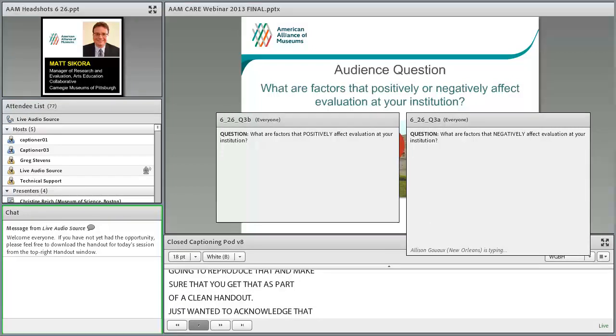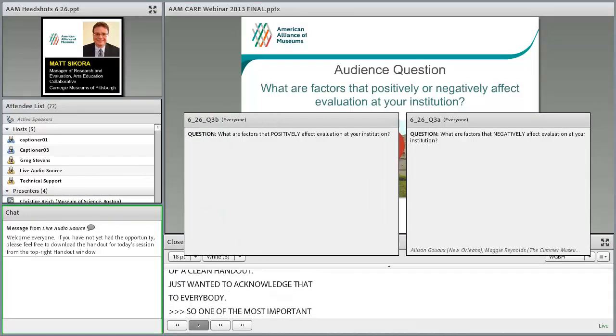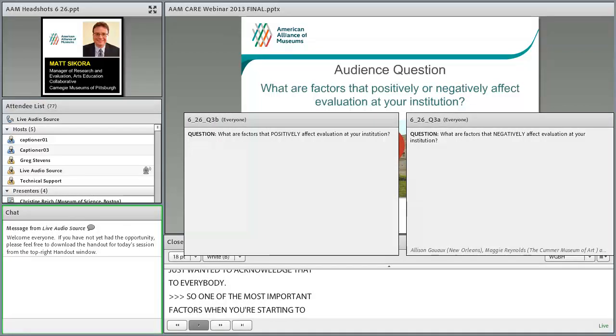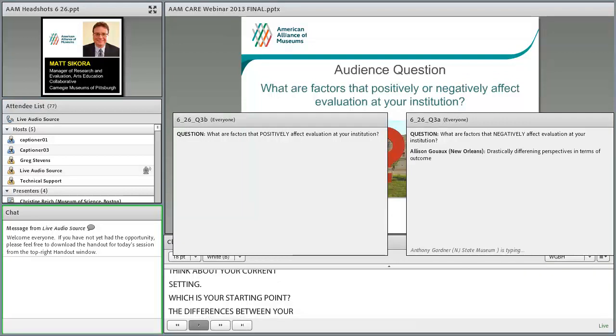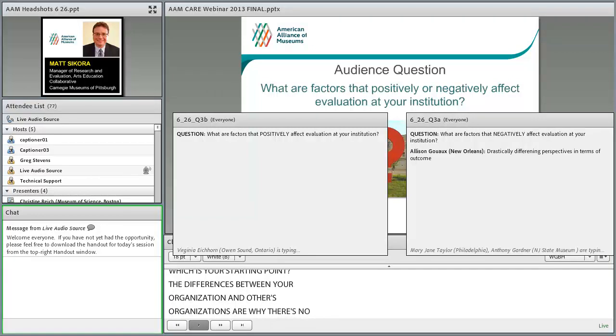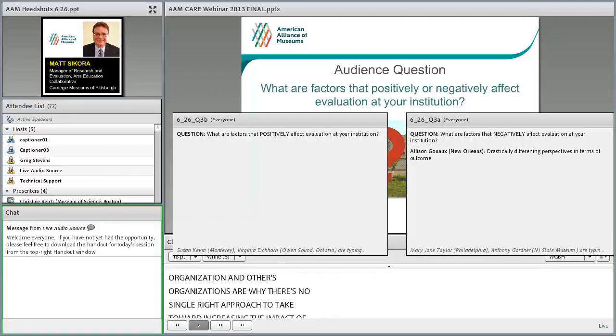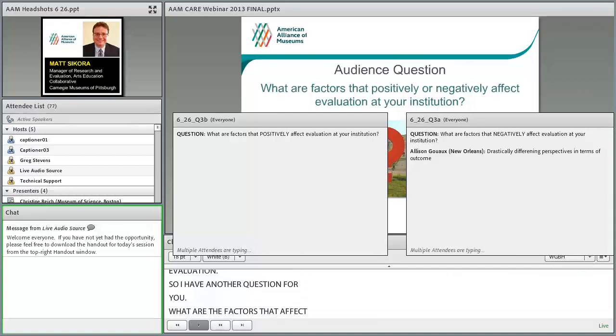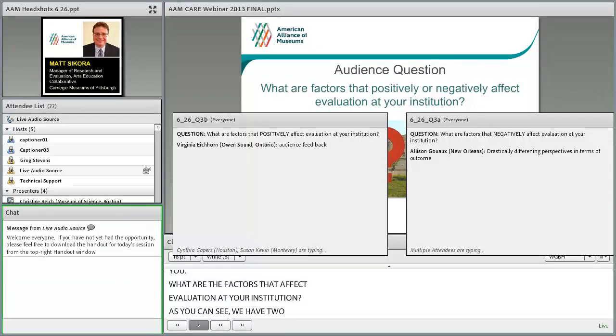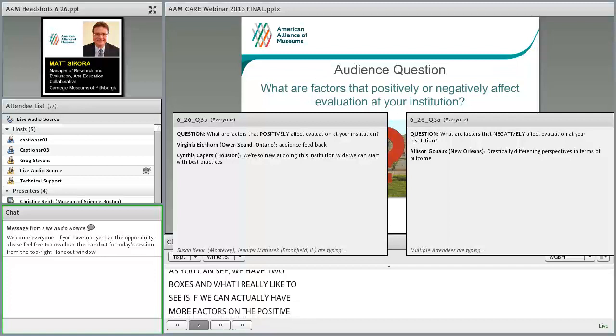So one of the most important factors when you're starting to think about a program is to think about your current setting, which is your starting point. The differences between your organization and others' organizations are why there's no single right approach to take toward increasing the impact of evaluation. So I have another question for you. What are the factors that affect evaluation at your institution? As you can see, we have 2 boxes, and what I'd really like to see is if we can actually have more factors in the positive side than the negative side. So it was a challenge keeping track of all this feedback that came in on 1 box.